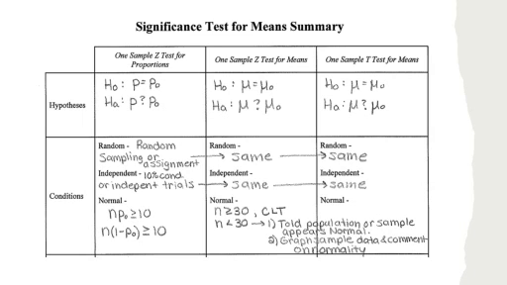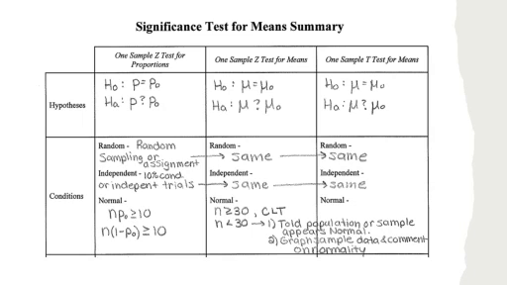Next up is the conditions. The conditions for these are random, independent, and normal. So random for all three of them is going to be either random sampling, SRS, or random assignment. The independence is also the same for all three. No matter what they are, you need your 10% condition or being told that they are independent trials.